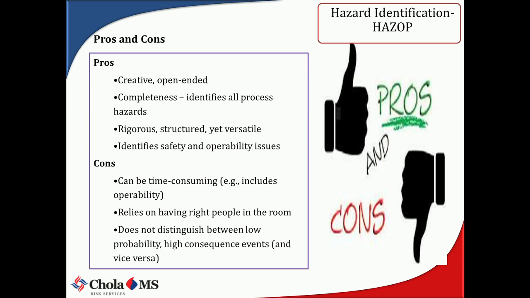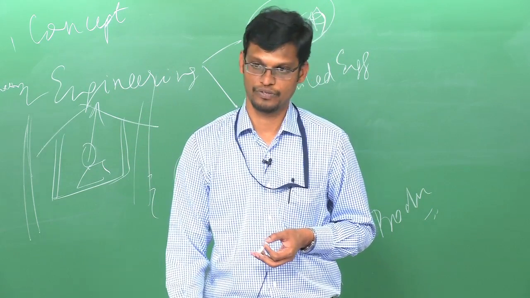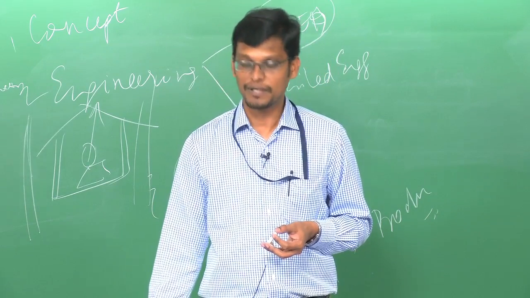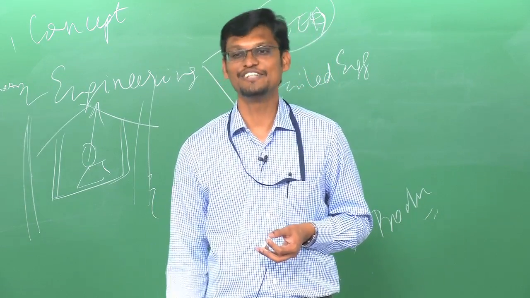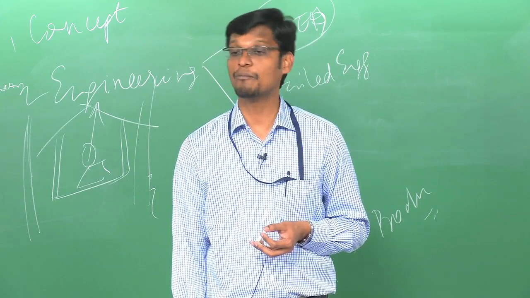Disadvantage is it can be time consuming, and it relies on having the right type of people, which is the most important aspect. It does not look at low probability, high consequence events. I would say this point is sort of 50-50, because today you have HAZOP techniques where you can do risk ranking in HAZOPs also. Because at the end of the HAZOP, you have some 500 recommendations, but the client has to implement them. Each recommendation costs money, and also time. It's not only about money, it's about time.